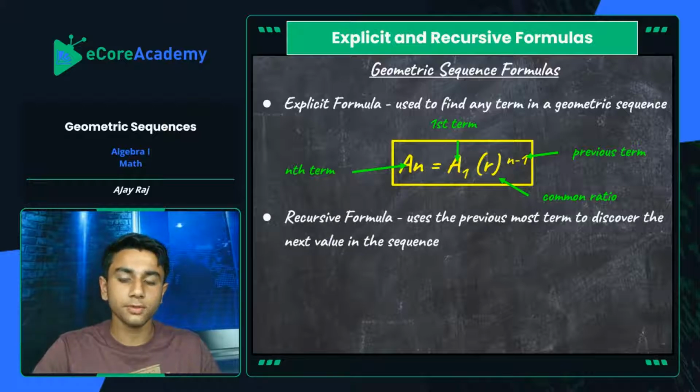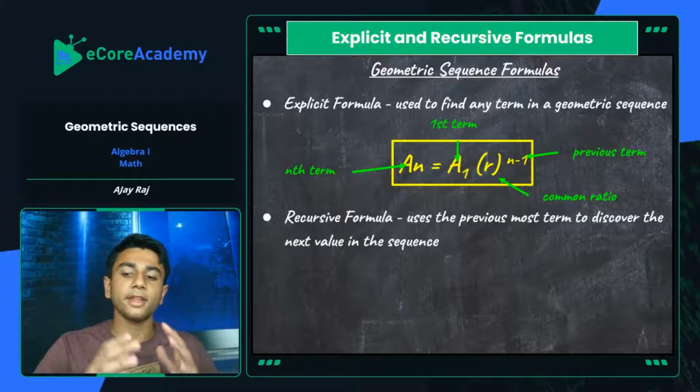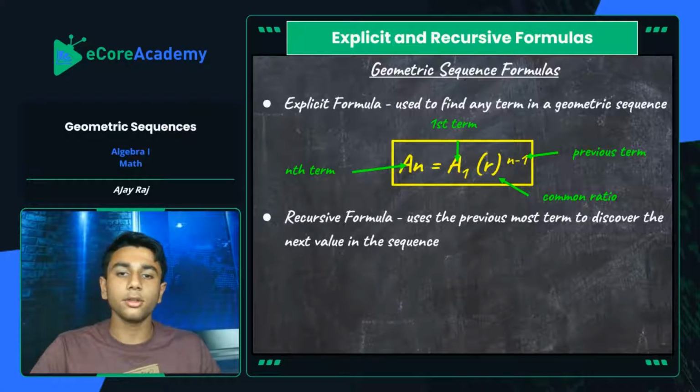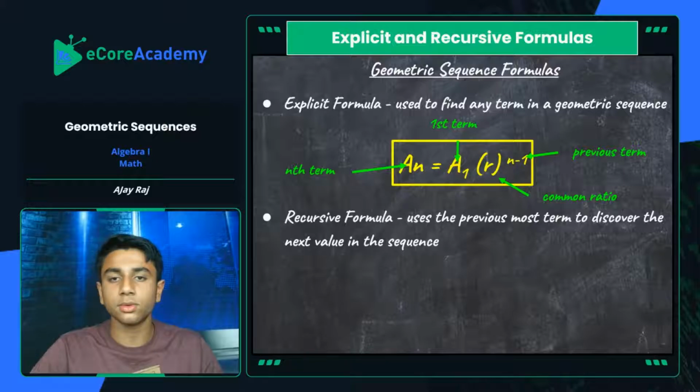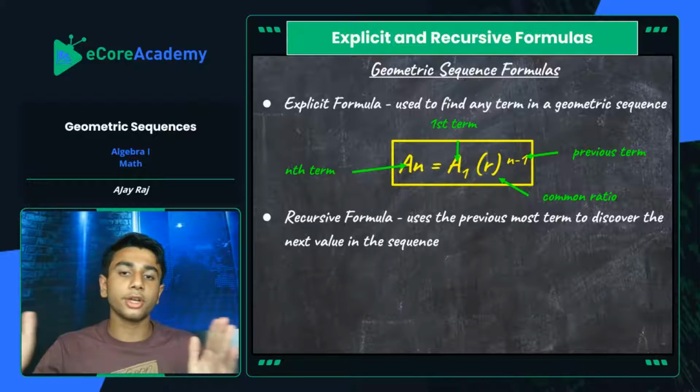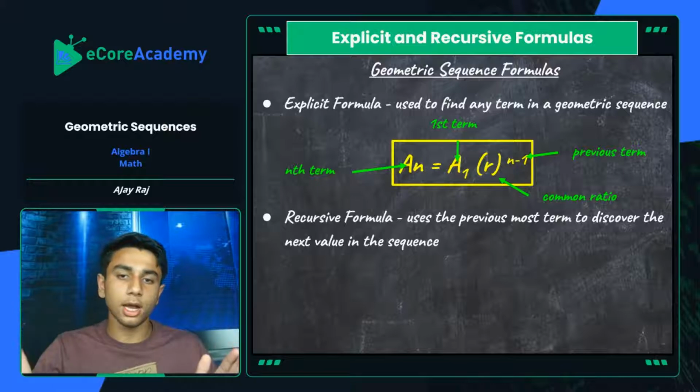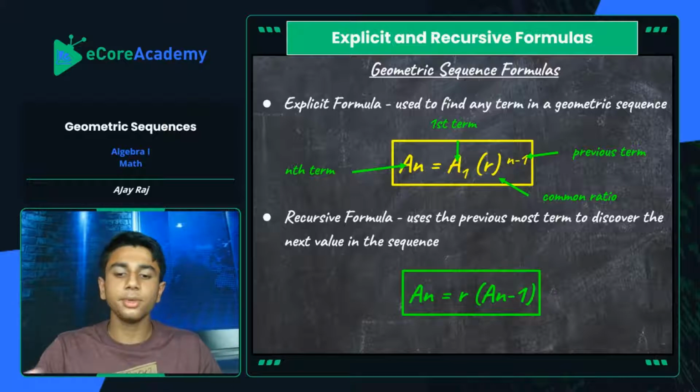Then, of course, we have a recursive formula. It's more specialized to find the previous term, using the previous term, to find the next value in the sequence. So it's a lot cleaner, more efficient, quicker, and it also helps with larger gaps, obviously with a larger common ratio.